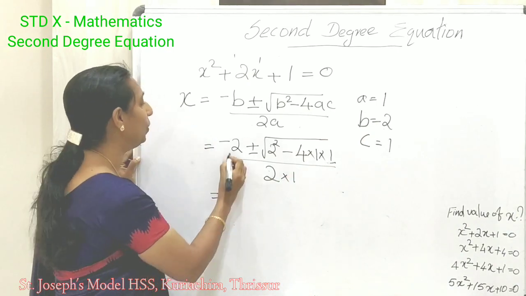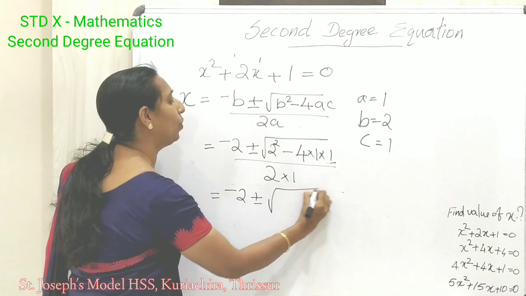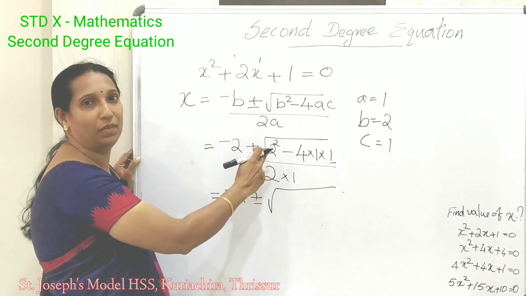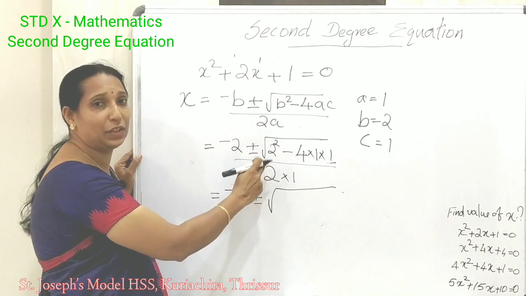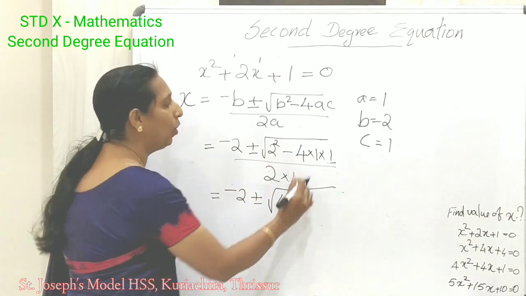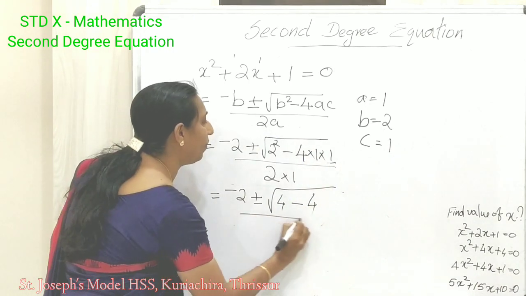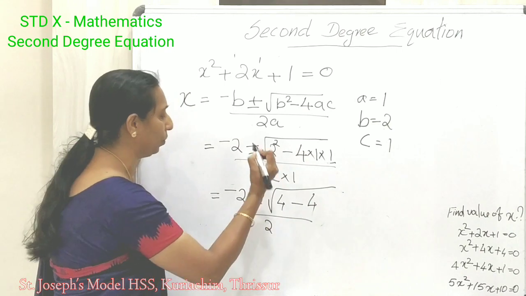That is equal to minus 2 plus or minus square root of 2 square. What's the 2 square? 2 square is equal to 2 into 2, that is equal to 4. Minus 4 into 1 into 1, that is equal to 4. All divided by 2 into 1 is equal to 2.